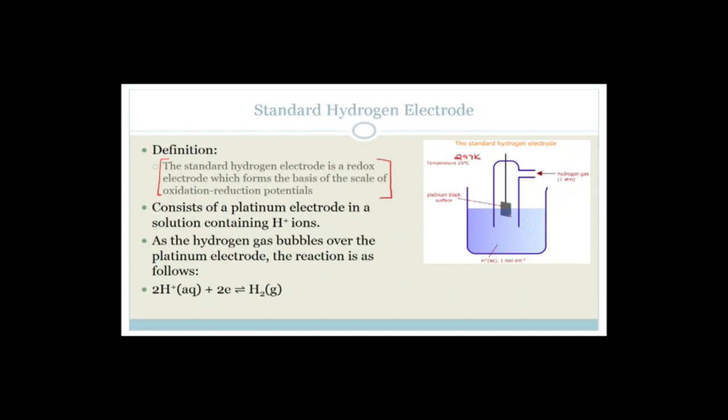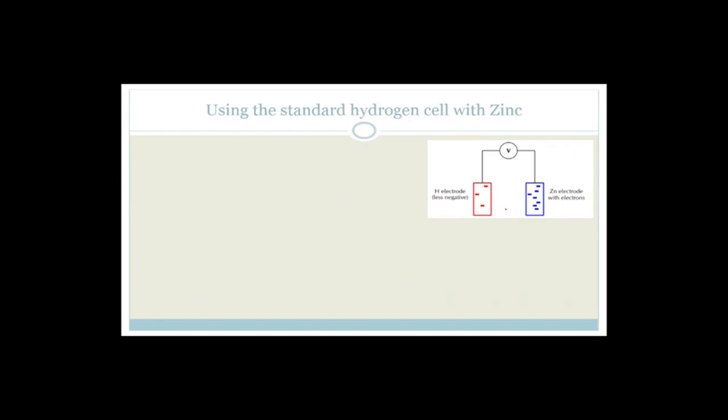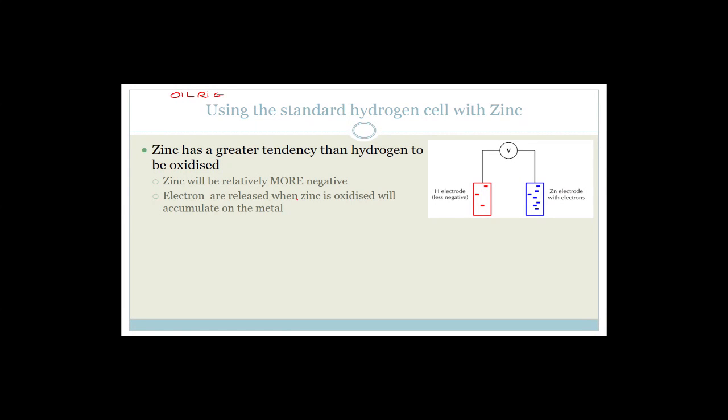right? And you know what the zinc electrode is supposed to look like. This is just a very basic imagery for you guys to understand what's going on, okay? Zinc has a greater tendency than hydrogen to be oxidized, okay? Remember, we've got oil rig, and remember that oxidation is loss of electrons. So zinc, the metal, has a greater tendency than hydrogen to lose its electrons, right? So zinc will therefore be relatively more negative. So then what happens is the electrons are released when zinc is oxidized and will accumulate on the metal, okay?